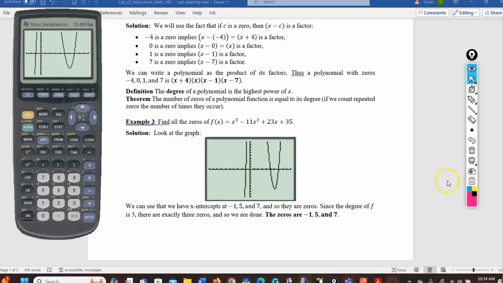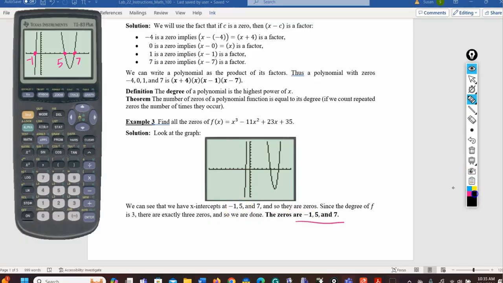Okay, this one has x-intercepts that are easy to see. There's one at -1. There's one at 1, 2, 3, 4, 5, and then 6, 7. So look at the graph. You can see that we have x-intercepts at -1, 5, and 7, and so they are zeros. So x-intercepts always yield zeros. Since the degree of f is 3, we have found our 3 zeros.